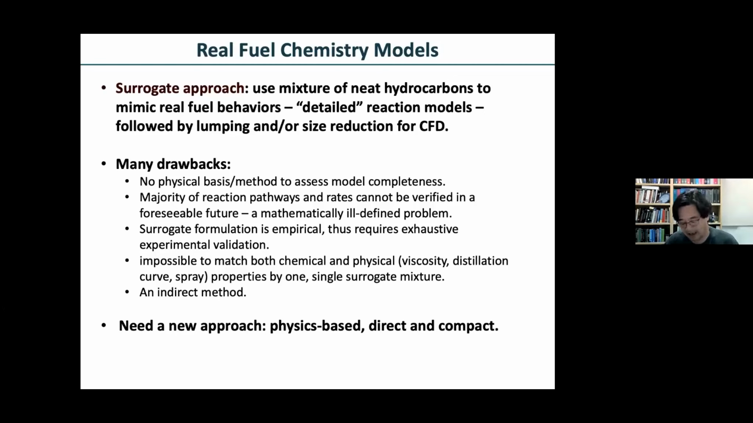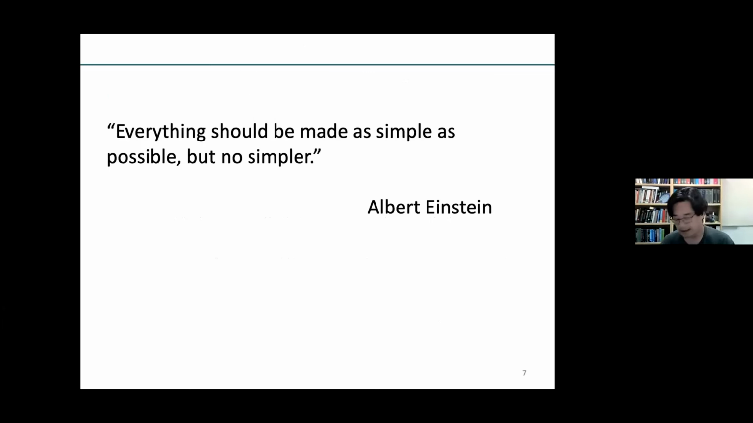So in that regard, some 10 years ago, I realized that we need a new approach if we're ever going to make real impact on combustion simulation of real fuels. And that is also inspired by things that Albert Einstein said a long time ago, that with regard to the way we understand nature, if you have a theory, or for that matter, if you have a model, you want to think of it in a way that everything should be made as simple as possible, but not simpler.